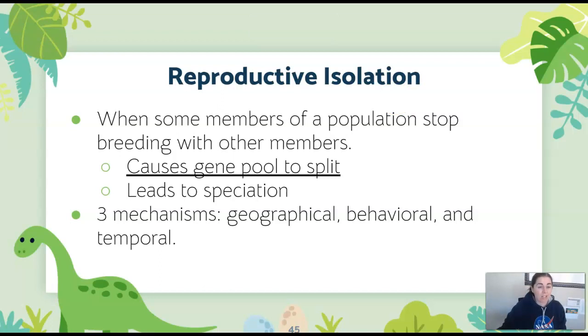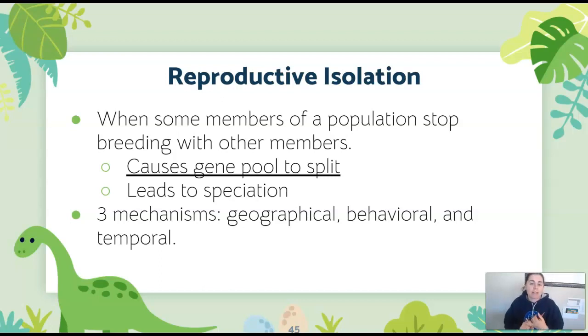All right, reproductive isolation. In order for speciation to occur, because we left off last time talking about speciation, you have to have reproductive isolation. Reproductive isolation occurs when some members of that population stop breeding with other members. There are several reasons why, and we'll talk about the 3 mechanisms in a second. When they stop breeding with each other, that will cause the gene pool to split and you'll have mutations that aren't mixing in with the whole big population. They're just mixing with the ones that can't breed with the other ones. And that will lead to a new species forming.